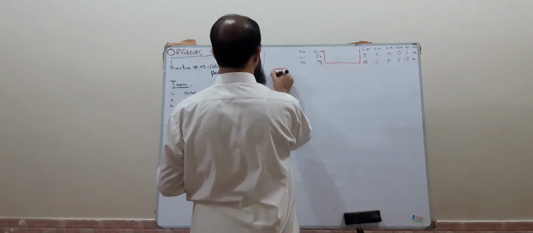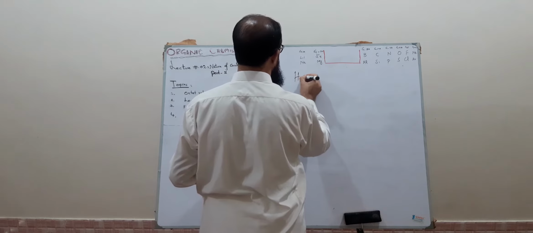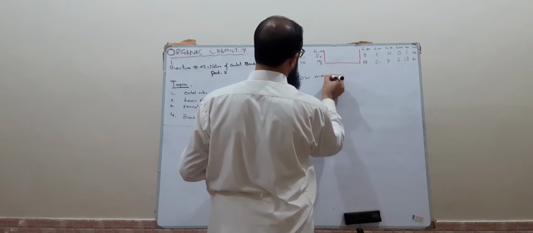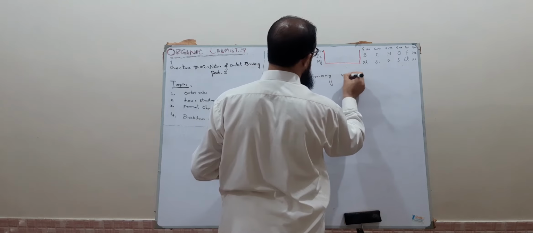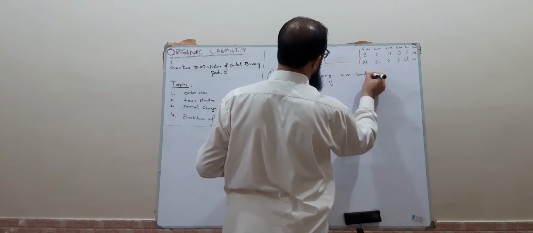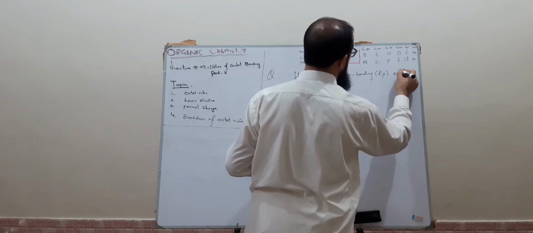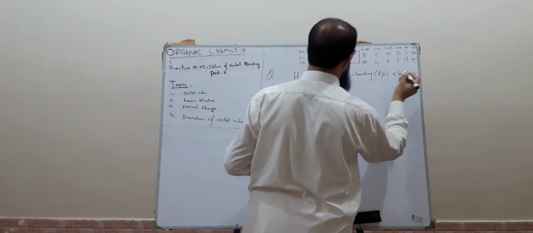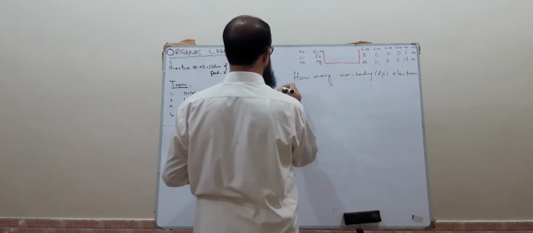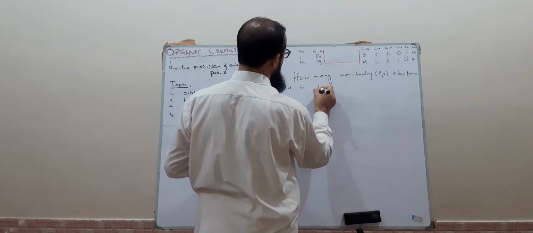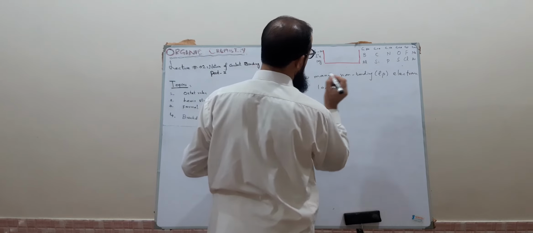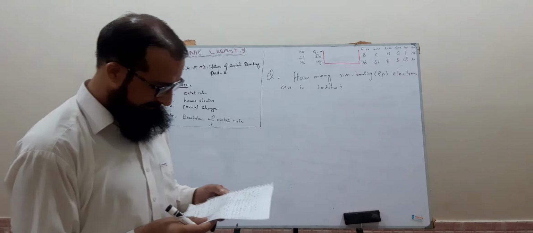So this question: how many non-bonding, you can say lone pair electrons, are in iodine? Okay.